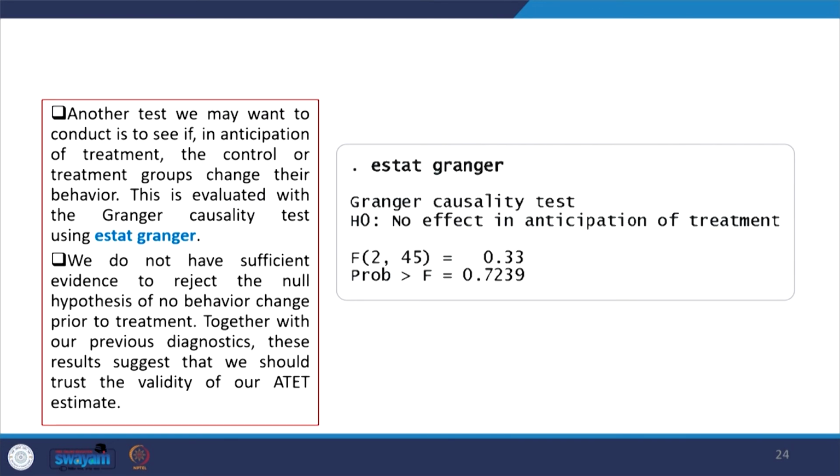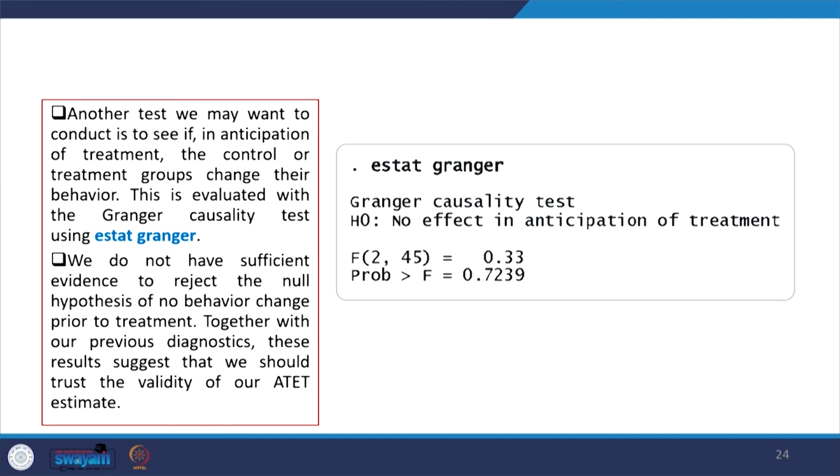Now, another test that is also important to give you some idea about the causality is the Granger causality. Basically the hypothesis is that there is no effect in anticipation of the treatment. With the expectations, the treatment might change the outcome, the satisfaction level. So that has also been checked through the Granger causality test, that is estat granger, which we have taken. That will clarify further that yes, the parallel trend hypothesis has been followed correctly.